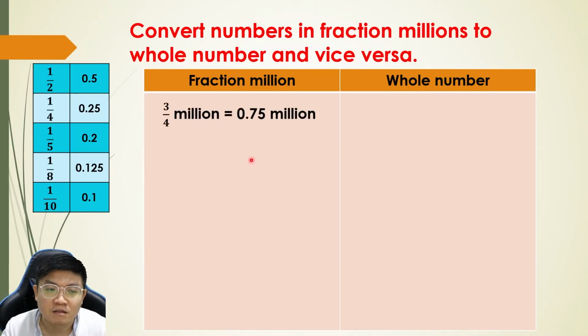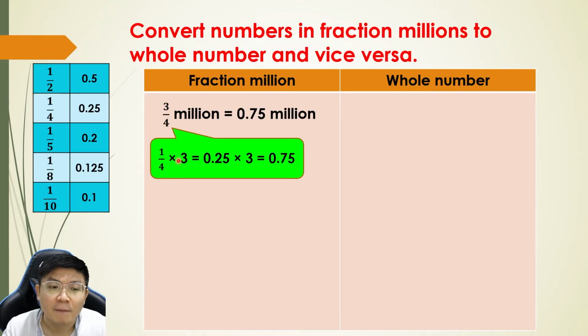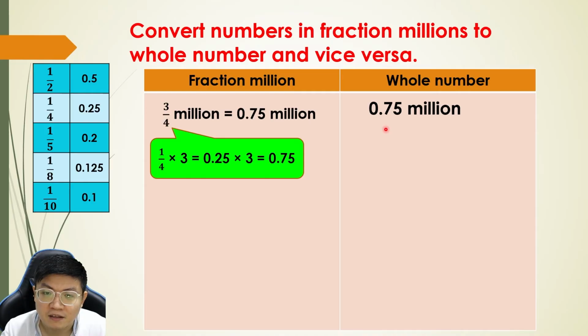For example, 3 over 4 million. How do I get 0.75 million so easily? It's actually by taking 1 over 4 multiplied by 3. Yeah, because 3 over 4 is actually 3 parts of 1 over 4. Okay, so 0.25 when you multiply by 3, it becomes 0.75. So if I'm starting from 0.75 million, everything makes it simple already.